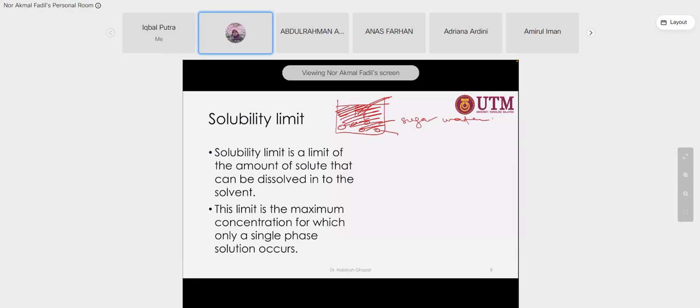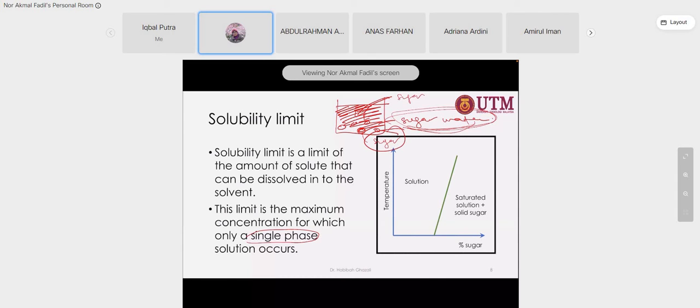So what is single phase? In this case, the sugar water is the single phase. If you add more sugar beyond this limit, what you get is the sugar itself and the sugar water, the syrup. So that's what is meant by the limit: the maximum concentration for which only one single phase solution occurs. Beyond the limit, you will obtain two phases.